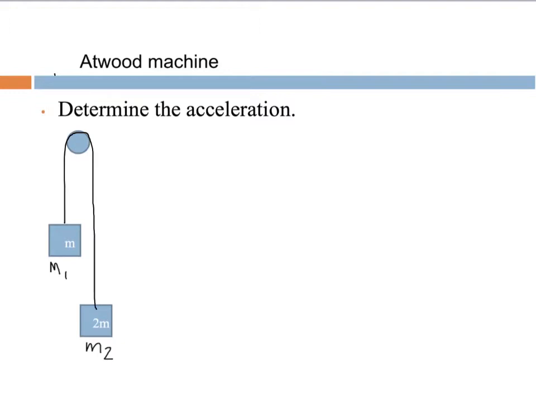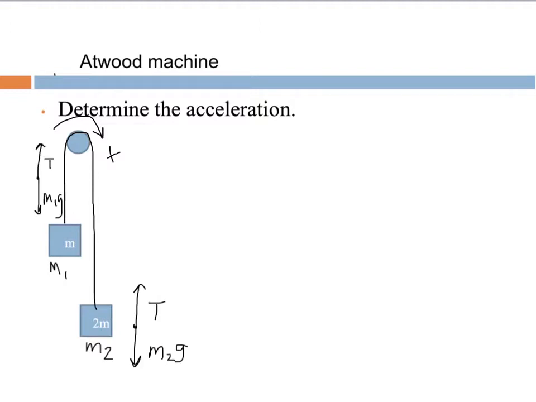You then want to ask yourself, how will the system move? And make a guess. So I'm going to guess that my system will move in this direction. So I'm going to call this my positive direction. So anything in that direction will be positive, anything against that direction will be negative. So now that I have my system designated, I'm going to go back and draw free body diagrams for both of these objects. So here are my free body diagrams.